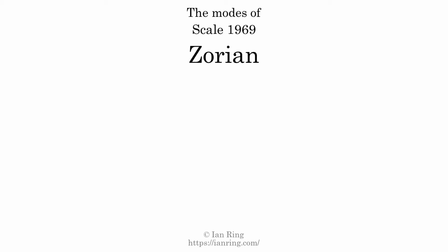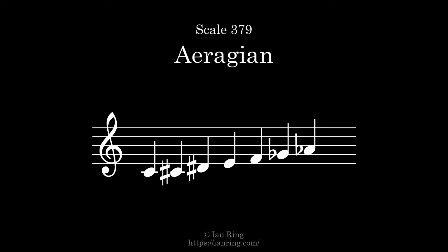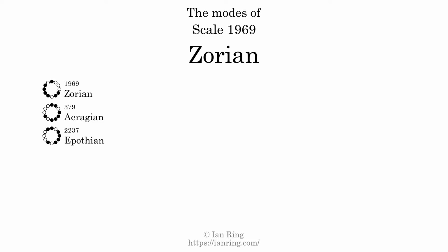This scale has 7 modes. The first mode is itself. The second mode is scale 379, also known as a region. It sounds like this. The third mode is scale 2237, also known as apotheian. It sounds like this.